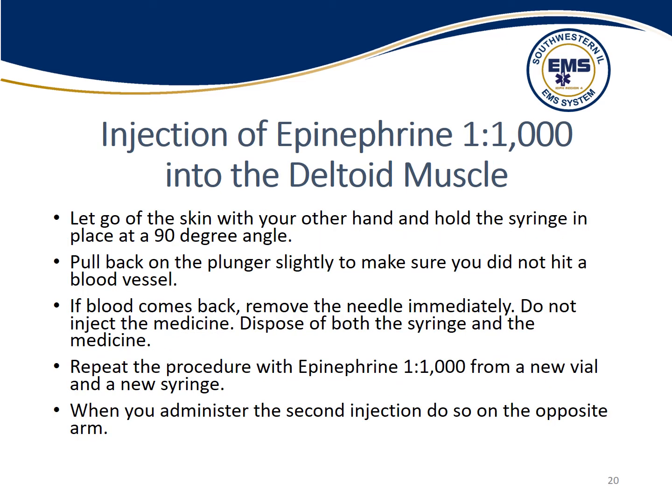Injection of epinephrine 1 to 1000 into the deltoid muscle continued. Let go of the skin with your other hand and hold the syringe in place at a 90-degree angle. Pull back on the plunger slightly to make sure you did not hit a blood vessel. If blood comes back in the syringe, remove the needle immediately. Do not inject the medication. Dispose of both the syringe and the medicine. Repeat the procedure with epinephrine 1 to 1000 from a new vial and a new syringe. When you administer the second injection, do so on the opposite arm.